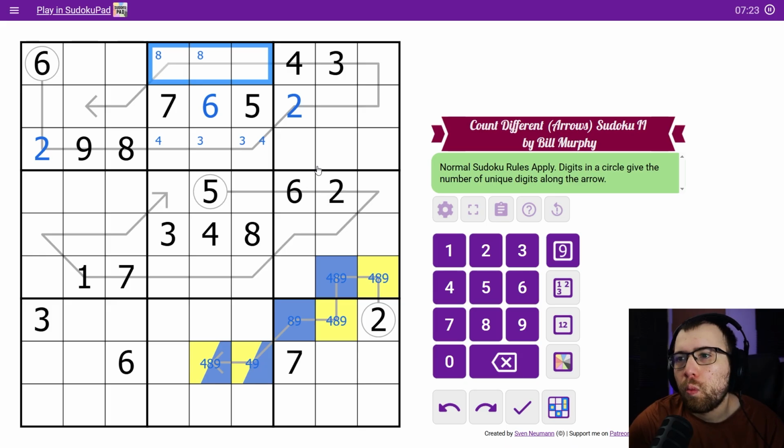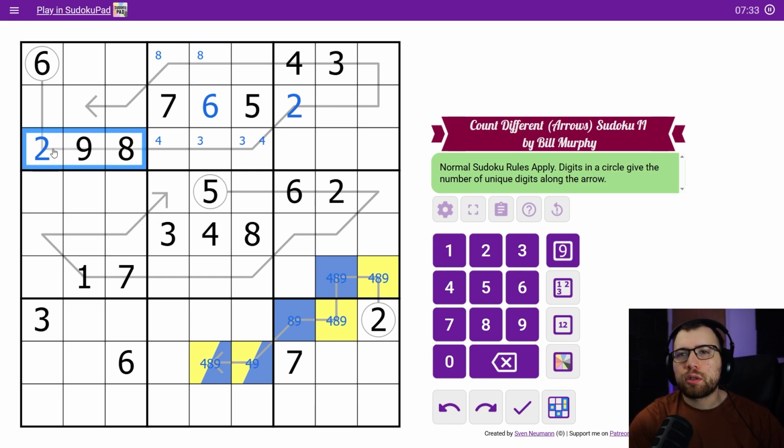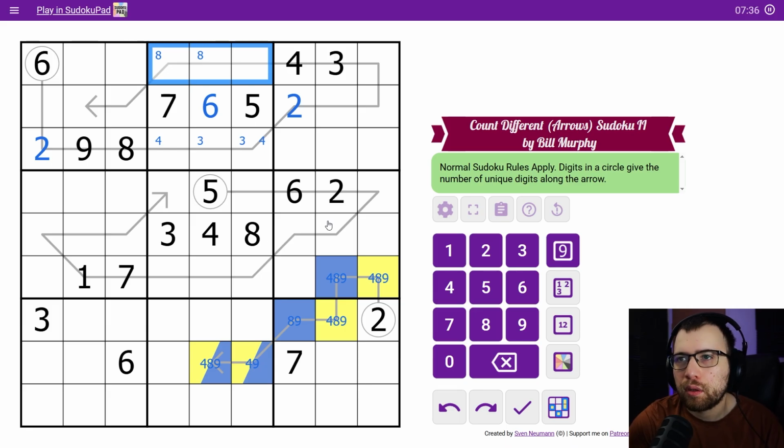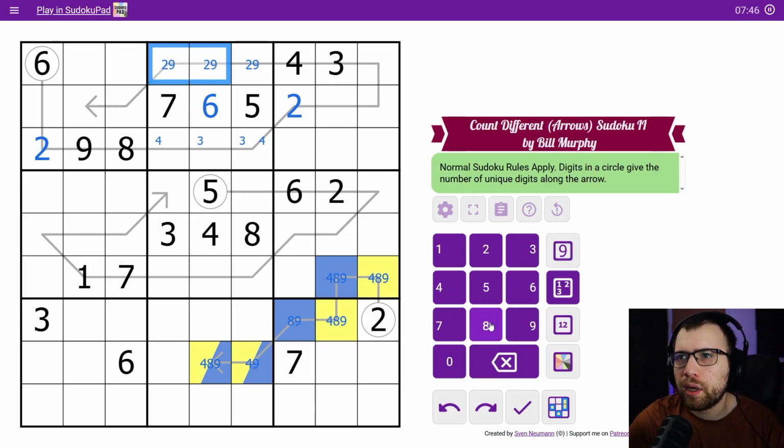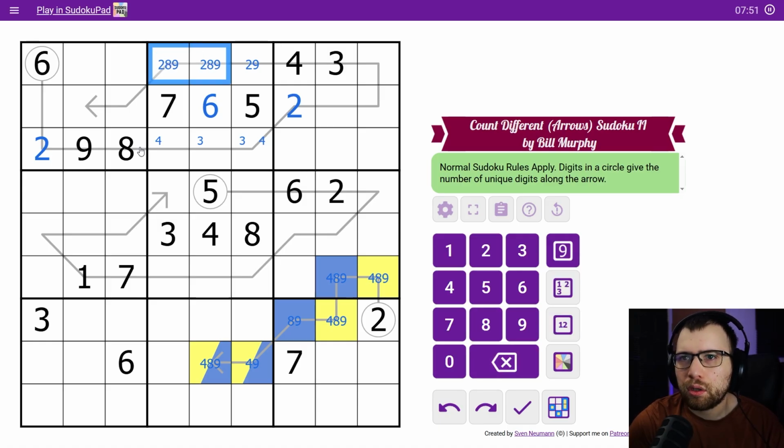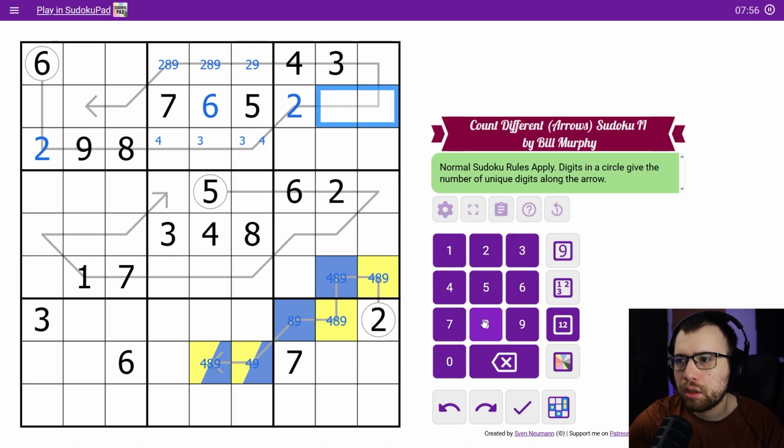So, okay, well, 8 and 9 go up here. We don't know. Oh, so 2, 8, 9 go up here. Right, because there's 2, 8, 9 here, so this has to be 2, 8, 9. I just realized that that's going to have to happen. So, okay, hold on. So 2, 8, 9. So they're like the same 3 digits, kind of like this. So these are 8 and 9.